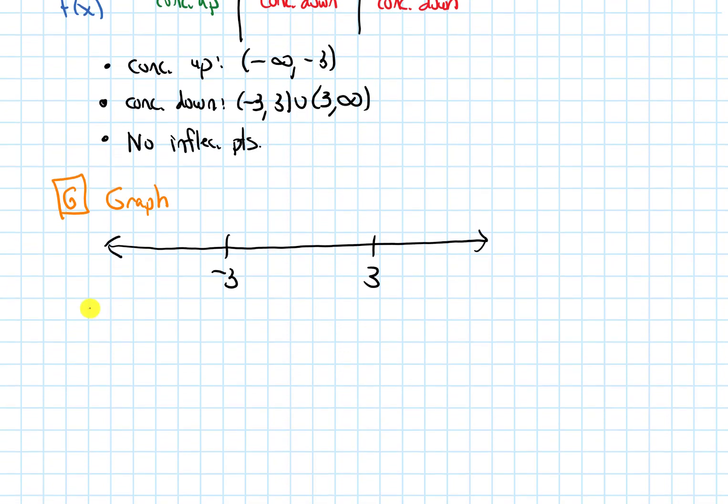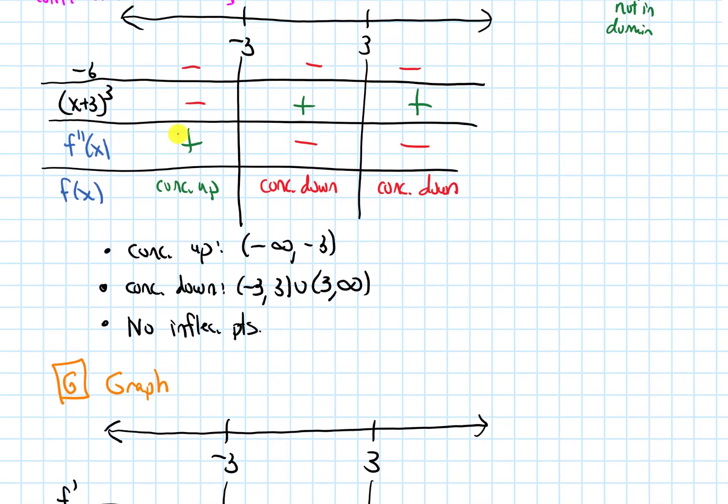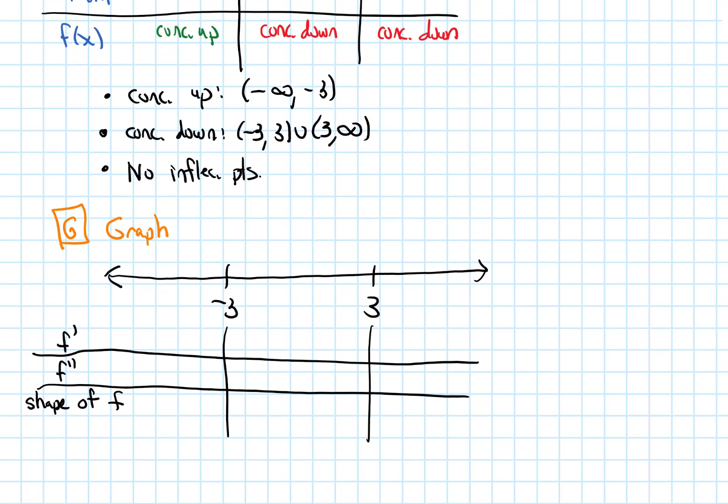All right, and then I'll make a row for my second derivative, and what that tells me about the shape of the original function f. Let's separate out some rows and some columns. So the second derivative, I can see its signs here. It's going to be positive and then negative and negative. And the original function, the first derivative was positive, positive, positive.